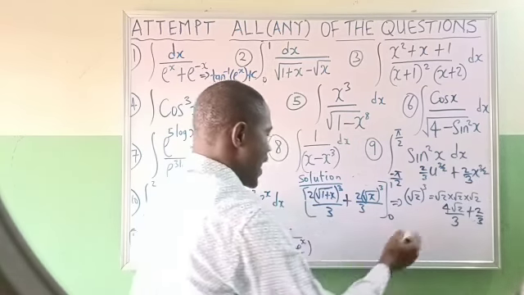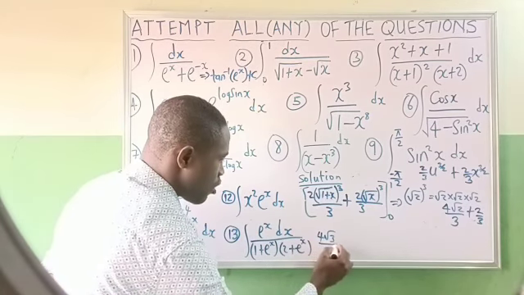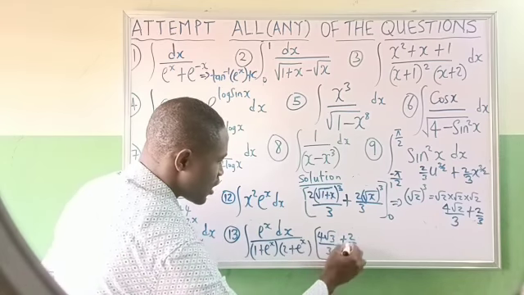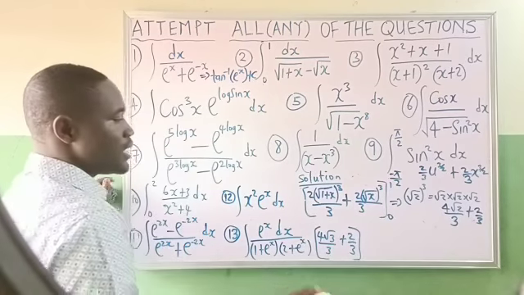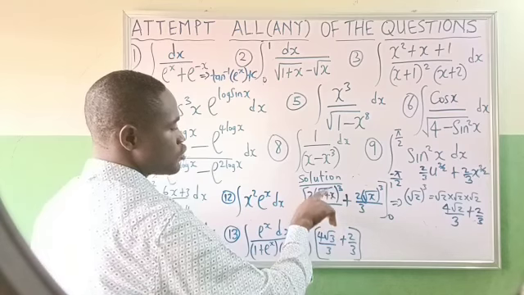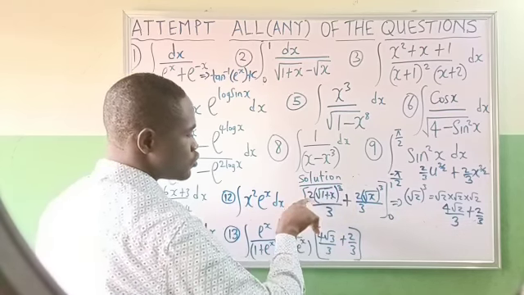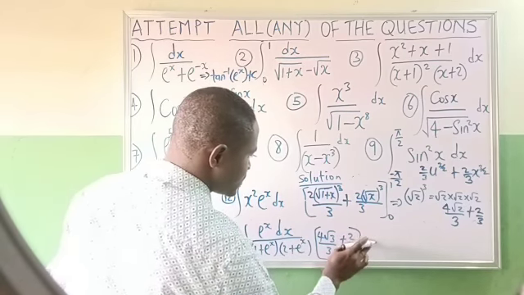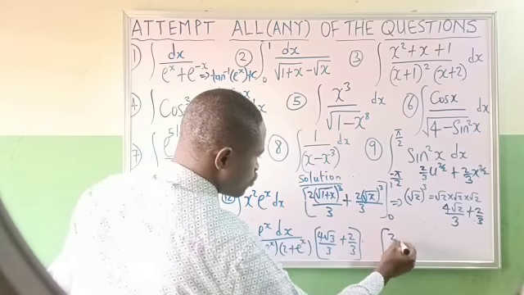Whatever I got, I come and write it here: 4 root 2 all over 3 plus 2 over 3. That is what I got when I carry 1 and put inside my answer. Then I will carry 0. 1 plus 0, 1. Square root of 1, 1. 1 raised to power of 3, 1. 1 times 2, 2 over 3. So what I got, I will just write it here, and I will say that this gave me 2 over 3.